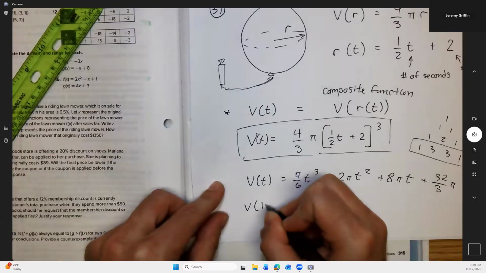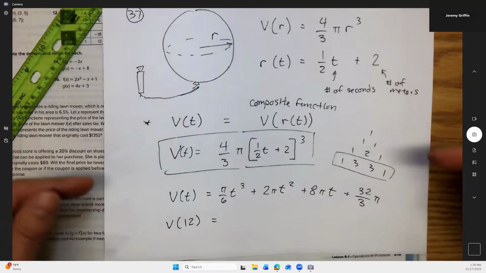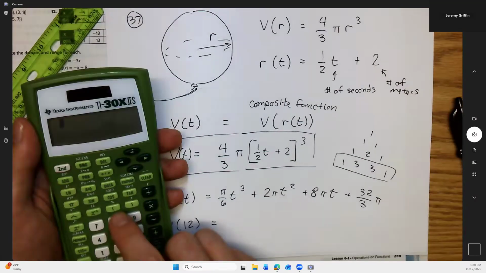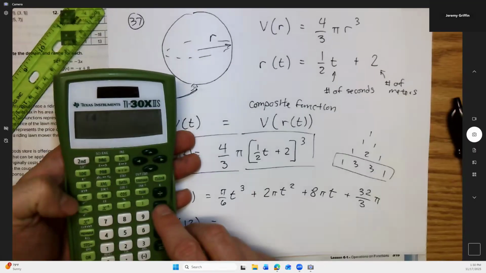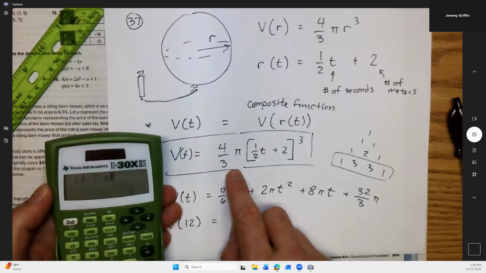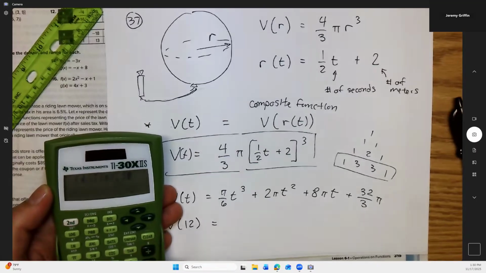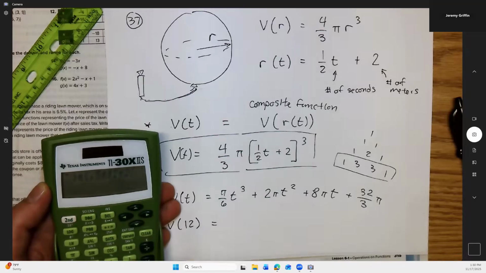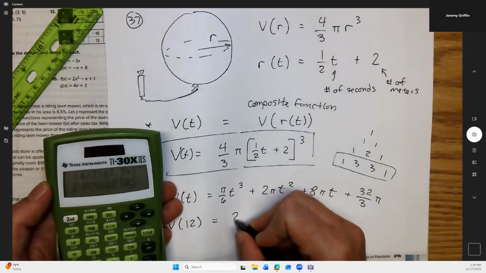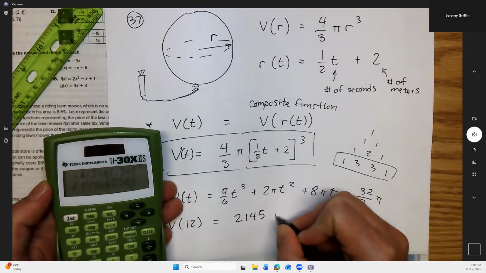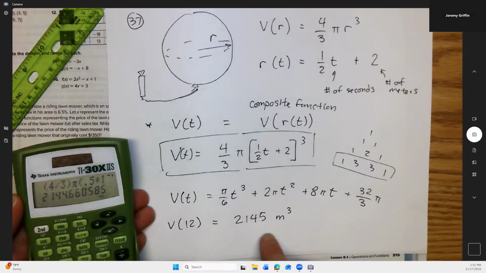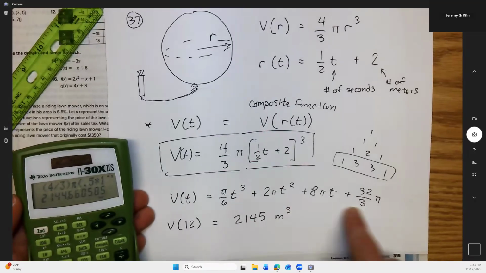So what's V of 12? Now I should, of course, get the same value whether I use mine or the answer from the book, because these should be the same thing. So let's try that out. Let's go 4/3 times pi, and then in parentheses I've got 0.5 t, and for t I'm going to put 12 seconds, plus the 2 meters that was originally there, and then all to the power of 3. So I'm getting 2145 cubic meters.